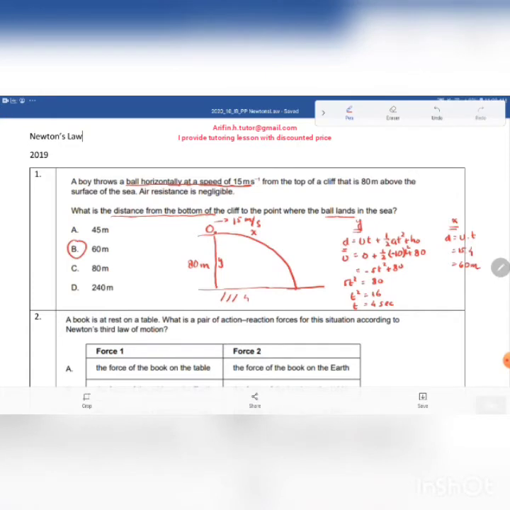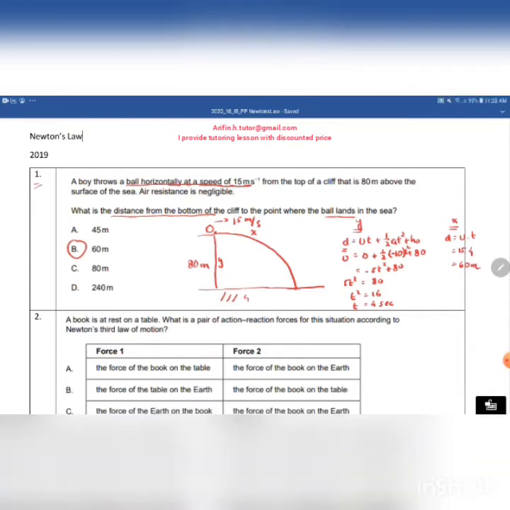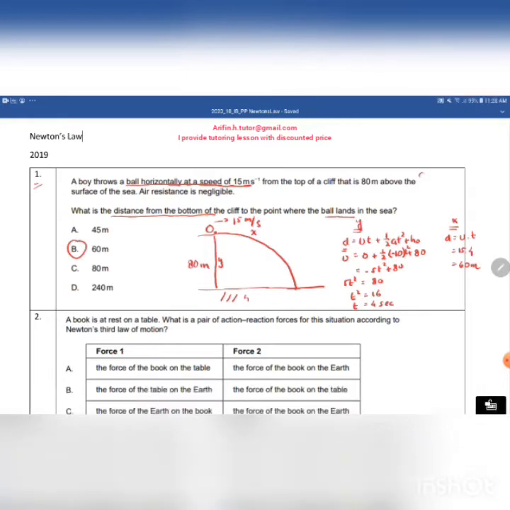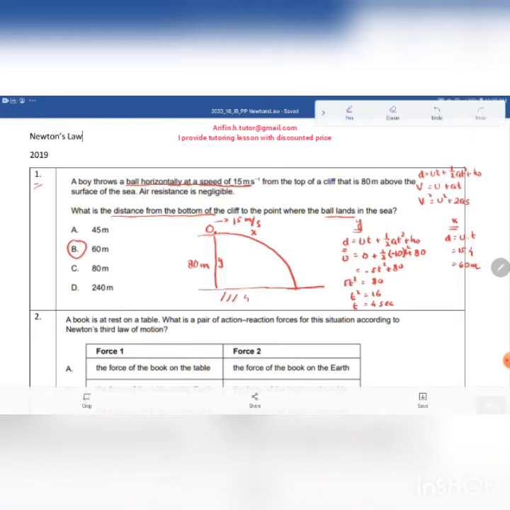Okay. For number 1, actually you need to memorize the formula. The formula is what? d equal to ut plus 1/2 at squared and then plus h0. The second formula, v equal to u plus at, and the last one is v squared equal to u squared plus 2as. Okay, that is for the question number 1.